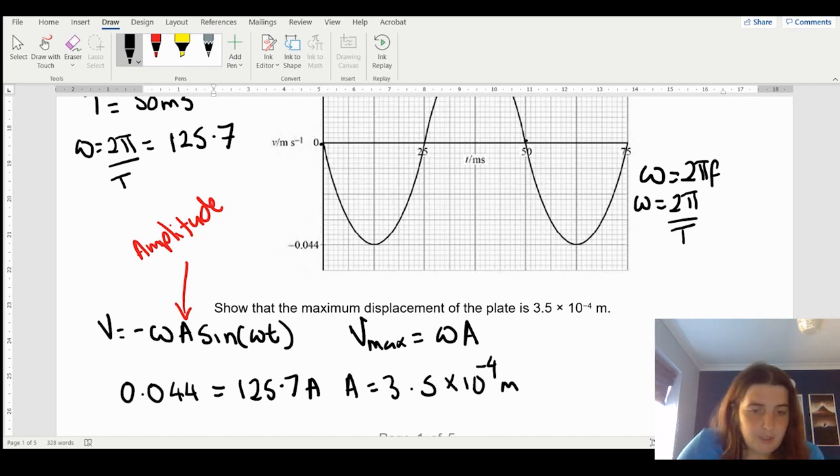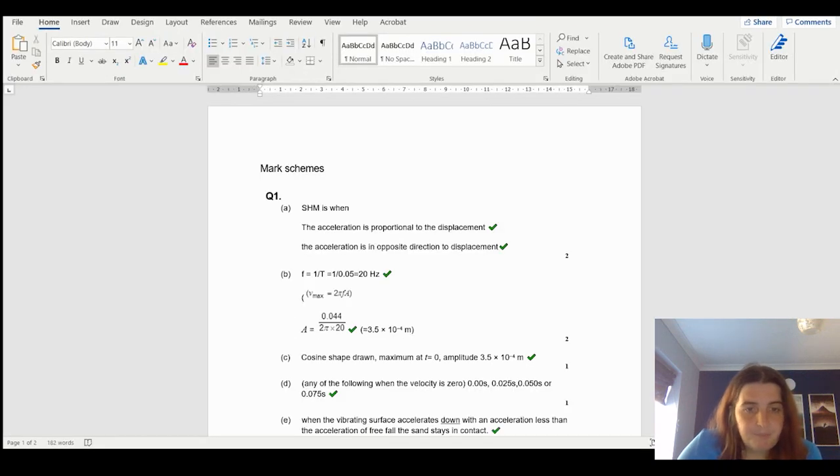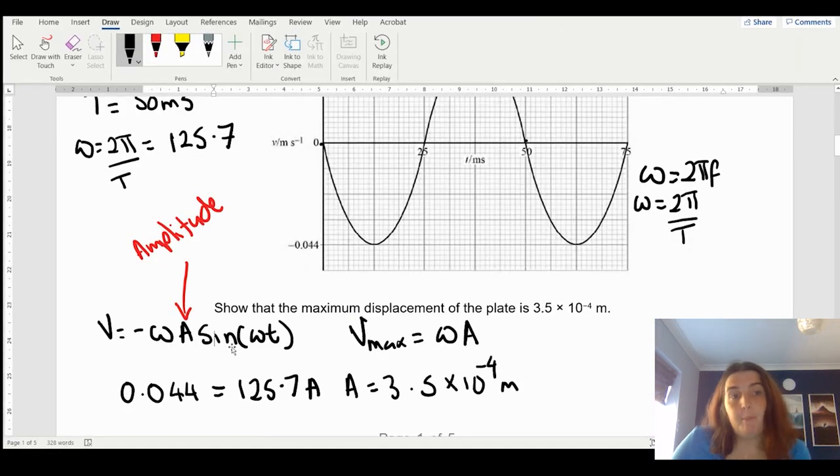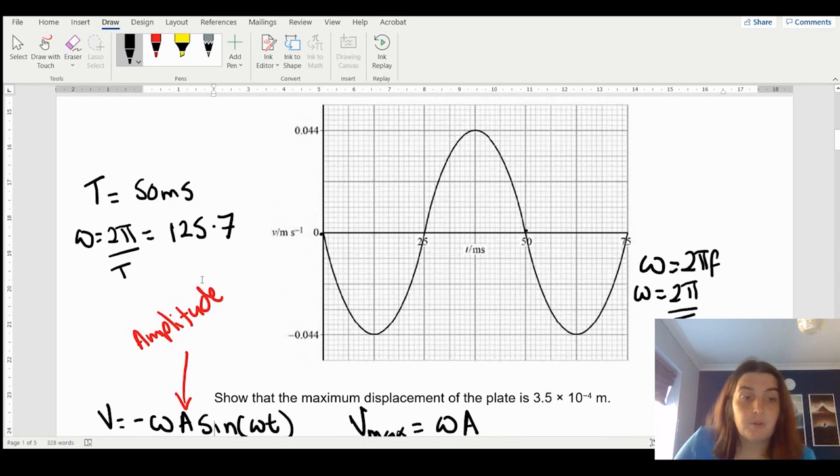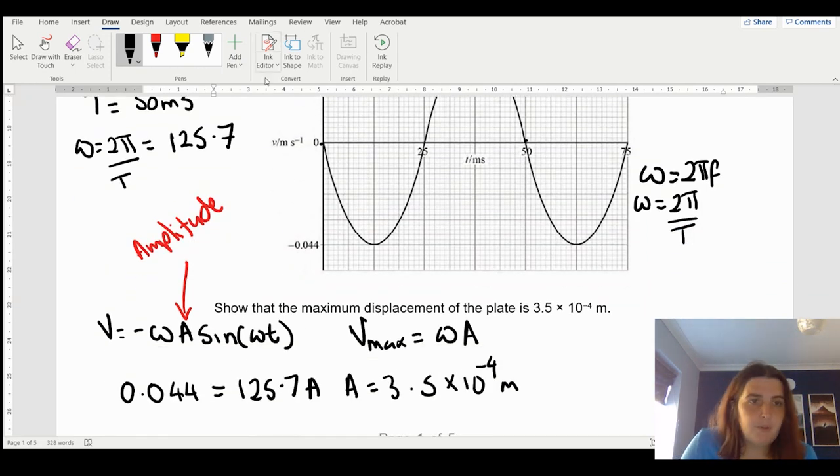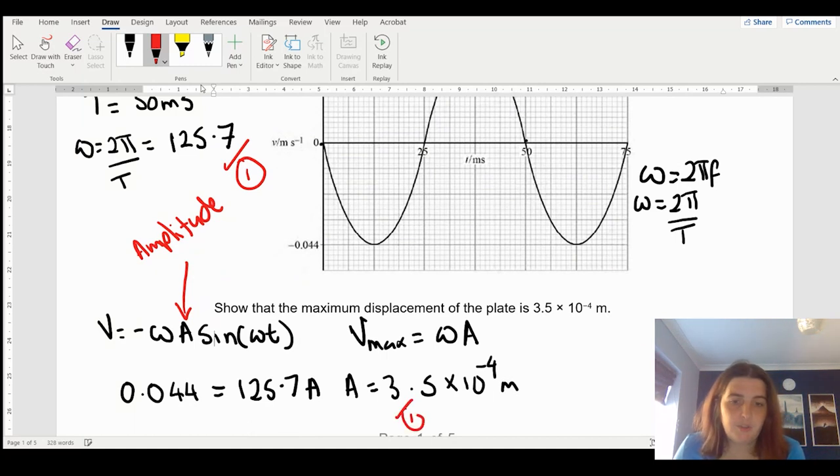So this question itself is worth 2 marks. One for working out what omega was, so I did 125.7. Some people work out the frequency and use 2 pi f. It didn't matter. But you got 1 mark for working out this section and 1 mark for doing this.